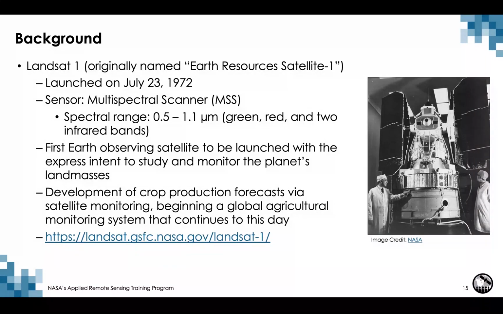The same year of the Great Grain Robbery saw the launch of Landsat-1, originally named the Earth Resources Satellite 1, which was the first civilian Earth observation satellite. Landsat-1 was an ambitious effort by the Department of Interior, NASA, and the USDA. The main instrument was the Multispectral Scanner, or MSS, which observed the Earth's landmass in 4 spectral bands. The satellite was launched with the express intent to study and monitor the planet's landmasses.